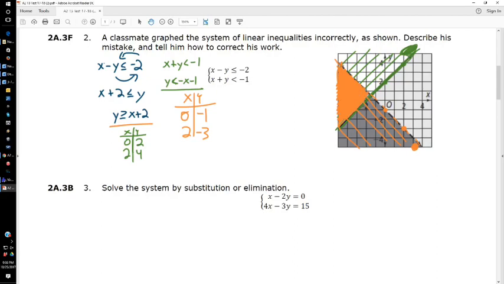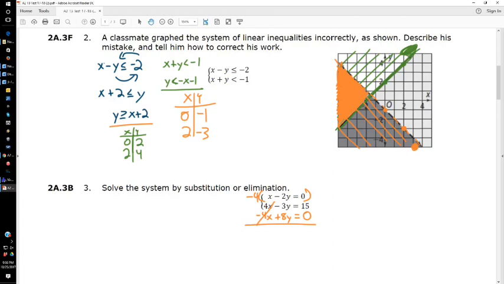Solve the system by substitution or elimination. Okay, I'm going to use elimination. Why? Because I can multiply this by -4, and the x's cancel out. So that would be -4x, that would be a +8y, and that would be a 0.